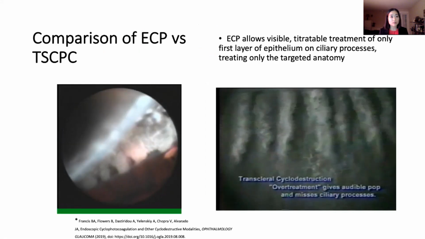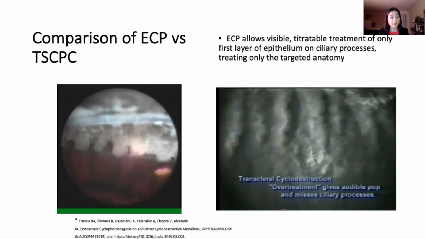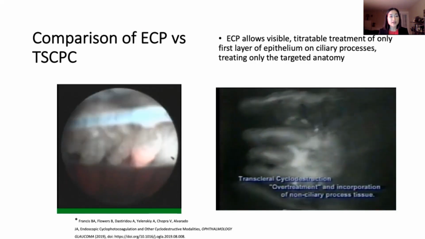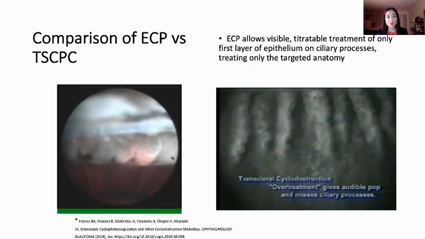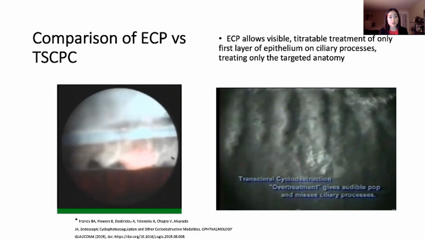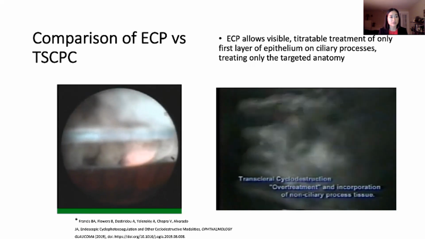And this is how the transscleral CPC looks like inside of the eye. It almost looks like a machine gun. You can imagine how this can really lead to severe inflammatory response, both acutely and chronically, destroying the blood aqueous barriers and possibly leading to hypotony from complete destruction of the ciliary body.